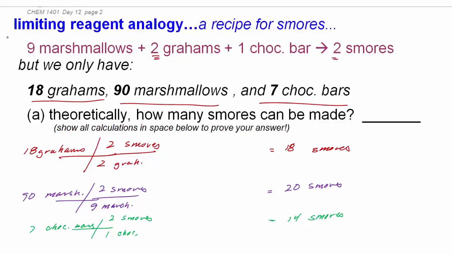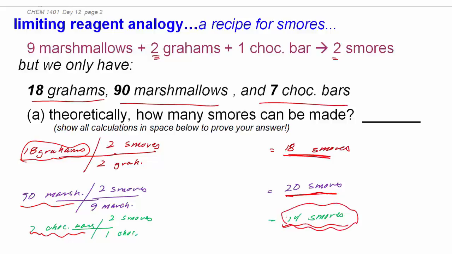So in theory, how many s'mores can you make? Well, if you use up all the 18 graham crackers, you'll get 18 s'mores. If you use up all the marshmallows, you get 20. But we don't have enough graham crackers to make 20 s'mores. You see the problem? So what we're going to have to use is the chocolate bars. The chocolate bars are all going to get used up first, because once you make 14 s'mores, all the chocolate bars are gone. So 14 s'mores is all you can make, and it's all determined by those darn chocolate bars. So in theory, you can make 14 s'mores.